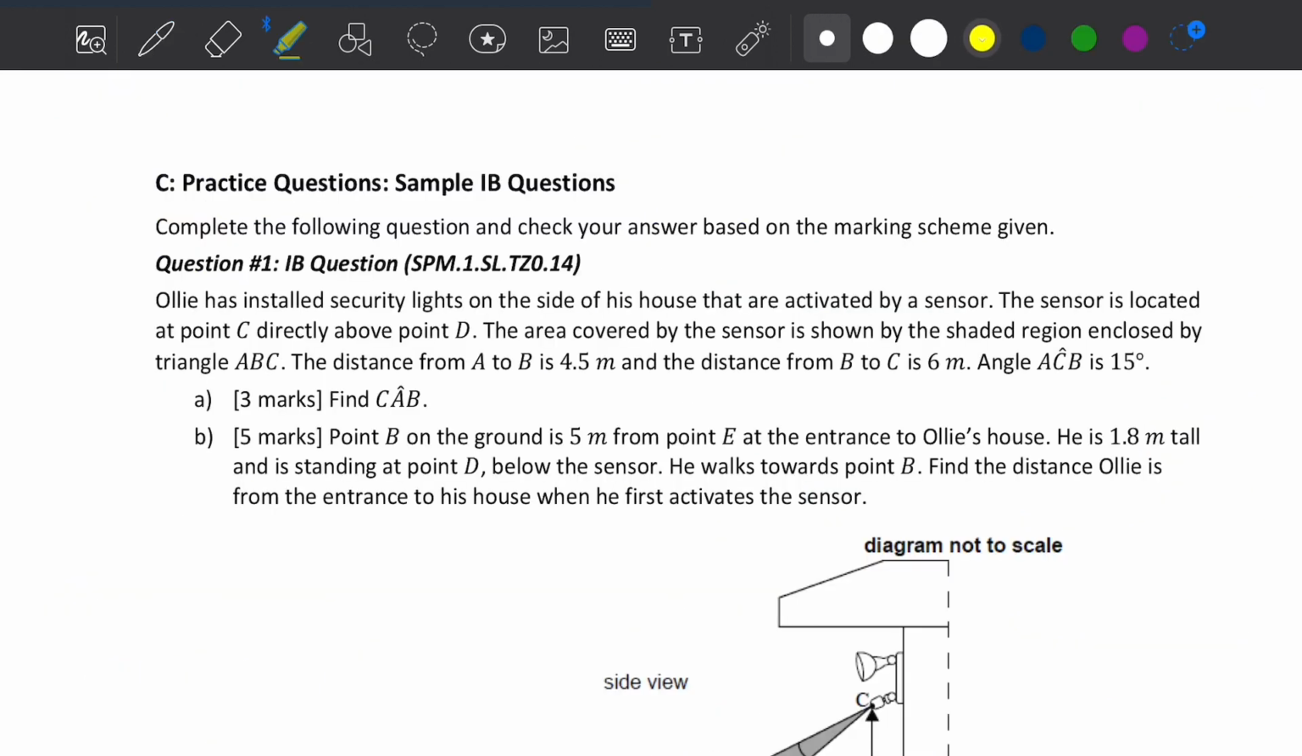Okay, then let's do an IB question. In question number 1, we know that this question is from the specimen paper. Oli has installed a security light on the side of his house that is activated by a sensor. This sensor is located at point C directly above point T. The area covered by the sensor is shown by a shaded region enclosed by triangle ABC. The distance A to B is 4.5 and the distance from B to C is 6 meters. The angle ACB is given as 15 degrees.